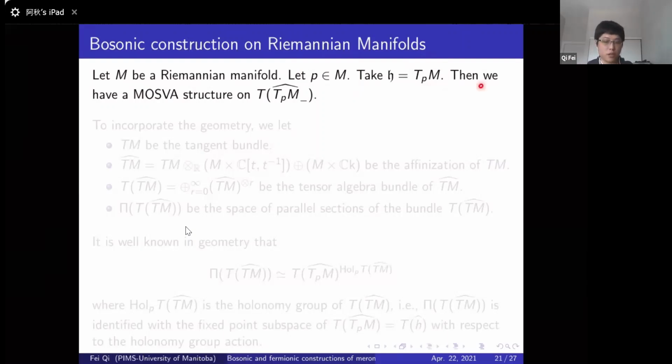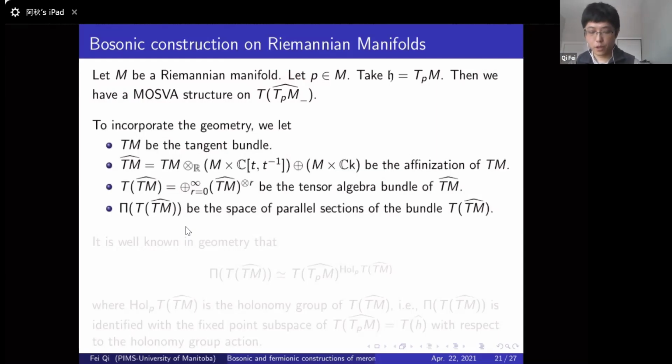Then we certainly know that we have a Möbius structure on the tensor algebra of the affinized tangent space. This all follows from Huang's result. But this structure does not contain any geometry information. To incorporate geometry information, we have to introduce the following. First we let TM be the tangent bundle, and we let TM hat be the affinization of the tangent bundle.